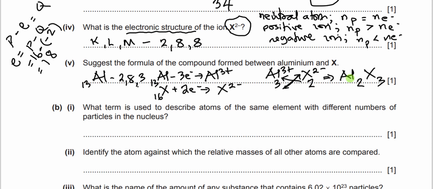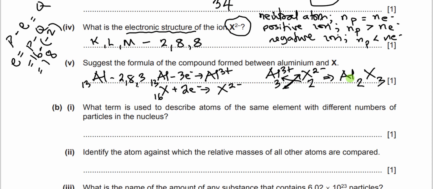So now the next question says, what term is used to describe atoms of the same element with different numbers of particles in the nucleus? When we say different numbers of particles, what they mean is different nucleon numbers, or different proton numbers and different numbers of neutrons, right? Fine. So when two or more atoms of the same element have different numbers of particles in the nucleus, it means that they are isotopes, or they exhibit isotopy.